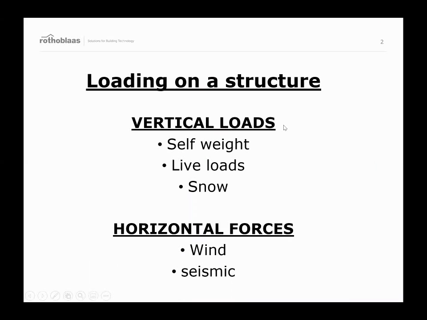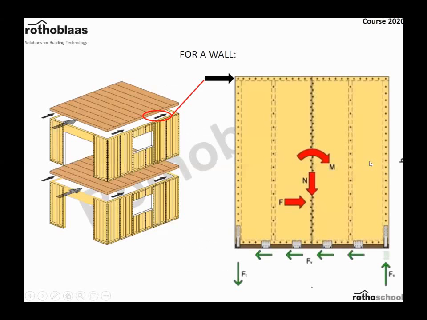So we've got two main types of loads. We've got a vertical load, we've got a horizontal load. Vertical loads include your self-weight, your live loads. A typical live load would also be something like snow, something we don't have to worry about too much. Horizontal forces would be wind, and in some areas, seismic loads.